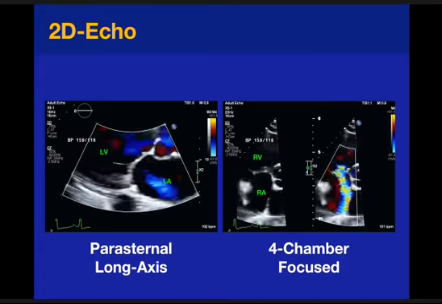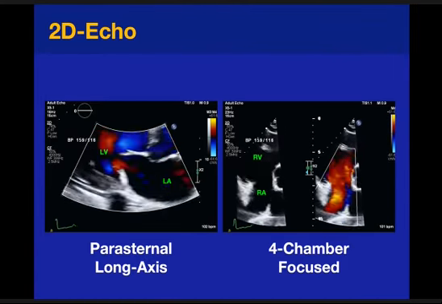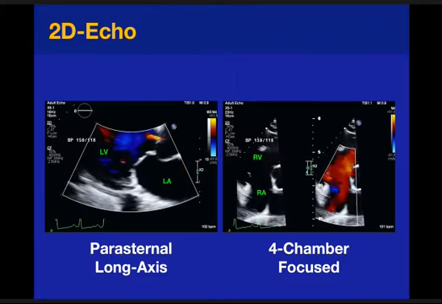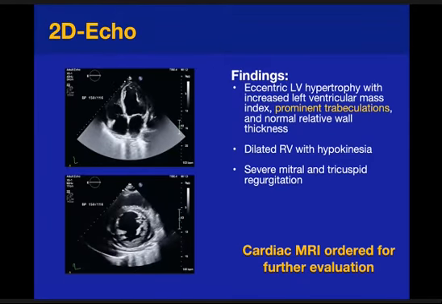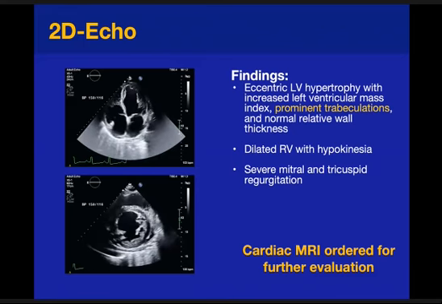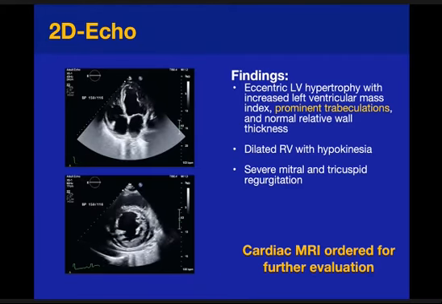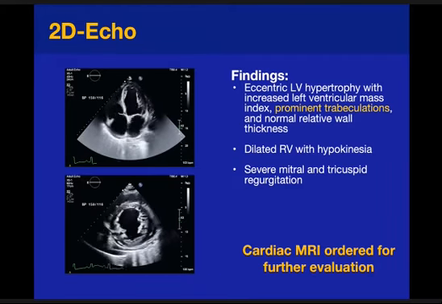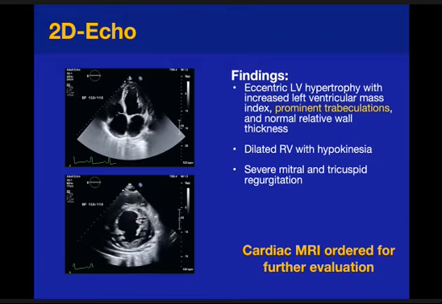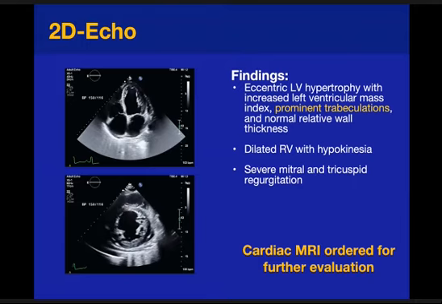Other findings seen in this patient, you can see significant regurgitation at the mitral and tricuspid valves. So the findings of 2D echo for this patient: there's eccentric left ventricular hypertrophy, increased ventricular mass, prominent trabeculations, and normal relative wall thickness. The right ventricle is also dilated with hypokinesia, and we saw severe mitral and tricuspid regurgitation. For further evaluation, since the findings were specific, a cardiac MRI was ordered.